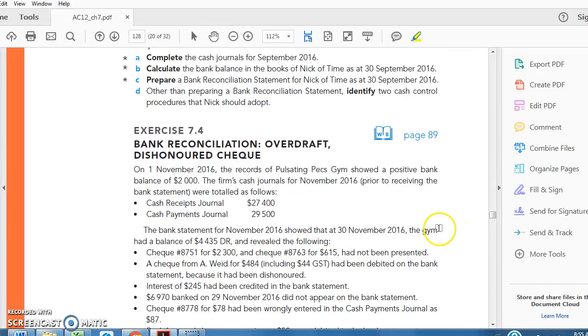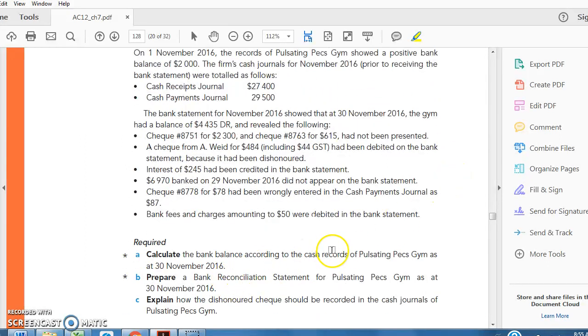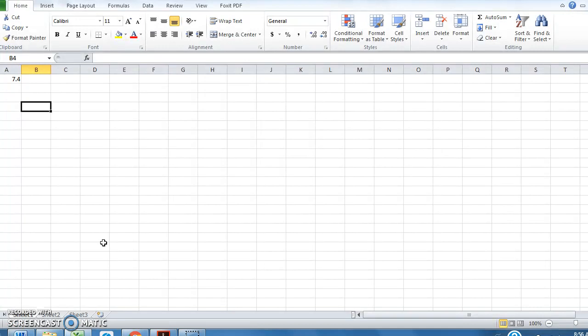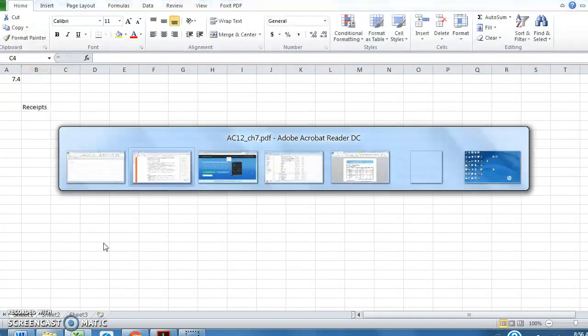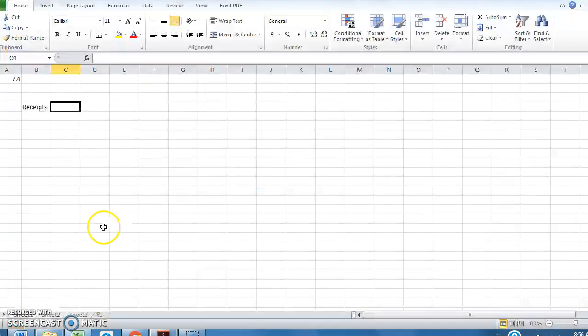So Bill, who we're using in this example, let's say he wasn't aware of these charges until he received the bank statement. So this ties into our first question of A, calculate the bank balance according to the cash records of Pulsating PEX Gym as at 30th November 2016. So the first thing we have to do is look at our receipts. So how much are our receipts for?